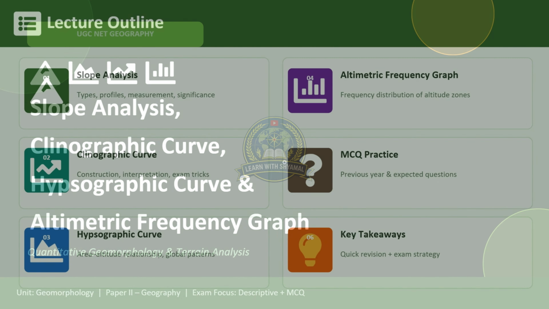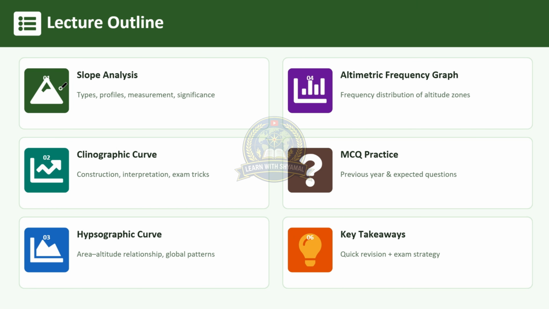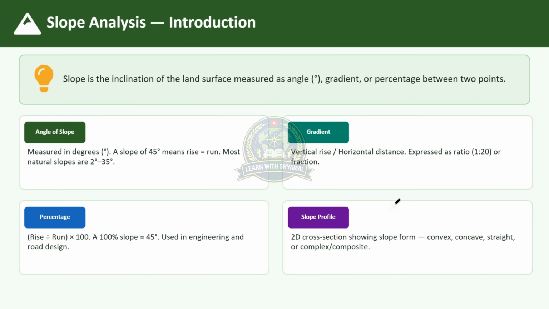Let's start the class. This is the course outline: slope analysis, then Clinographic Curve, Hypsographic Graph, Altimetric Frequency Graph, MCQ practice, and key takeaways. Okay. First of all, slope analysis, introduction. Okay, what is a slope? Slope is the inclination of the land surface measured as angle in degrees, gradient, or percentage between 2 points.